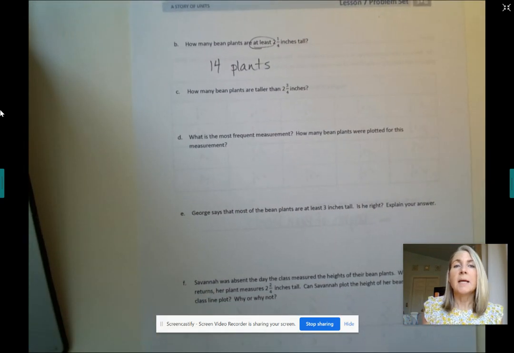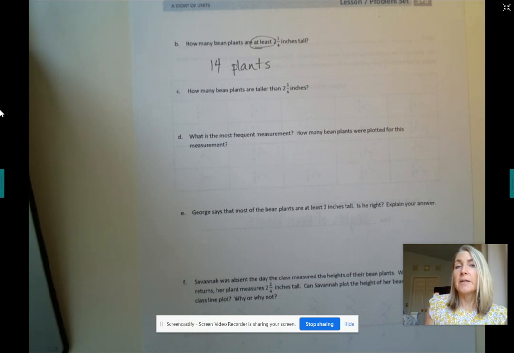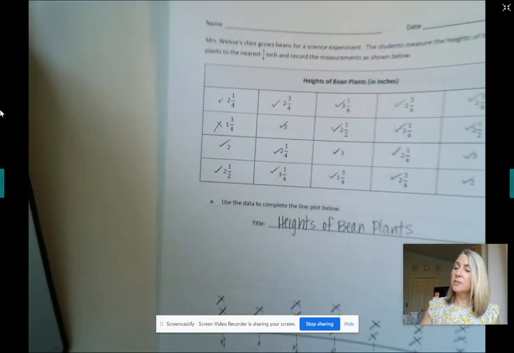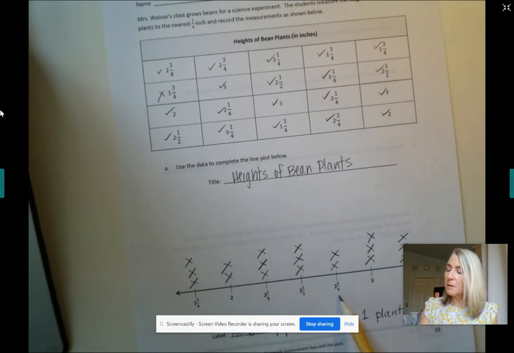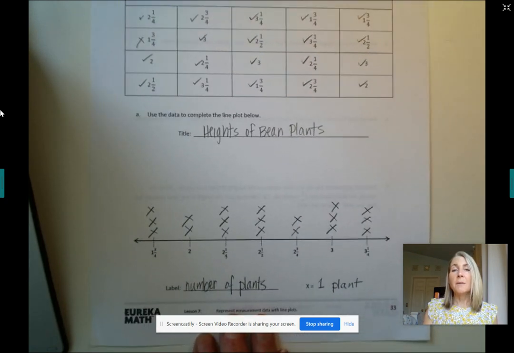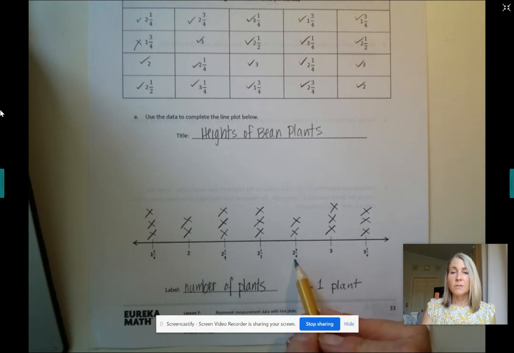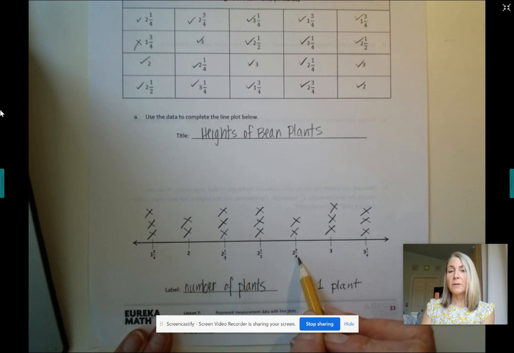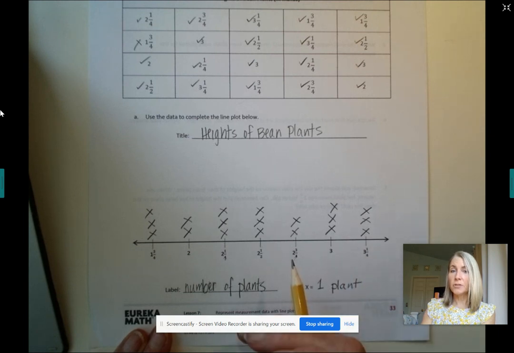The next question is, how many bean plants are taller than 2 3/4 inches? So 2 3/4 inches. And the question is, how many plants are taller than this? So you have to think to yourself, do I include this or do I not include this? If something is taller than this, then they're not this, right? They're taller. So would we look this direction or would we look this direction? If you're pointing this way, you're absolutely correct because these are taller plants than the 2 3/4.